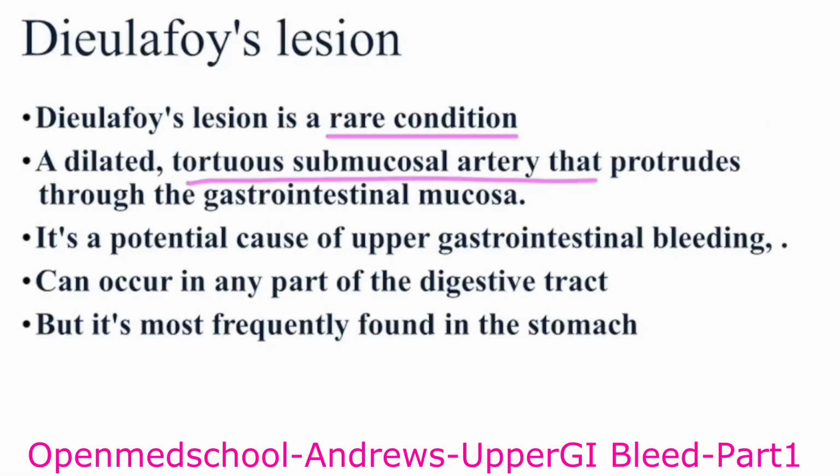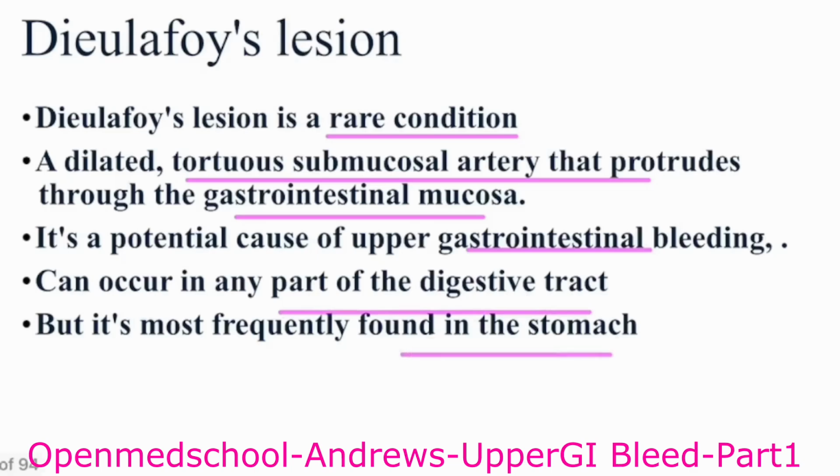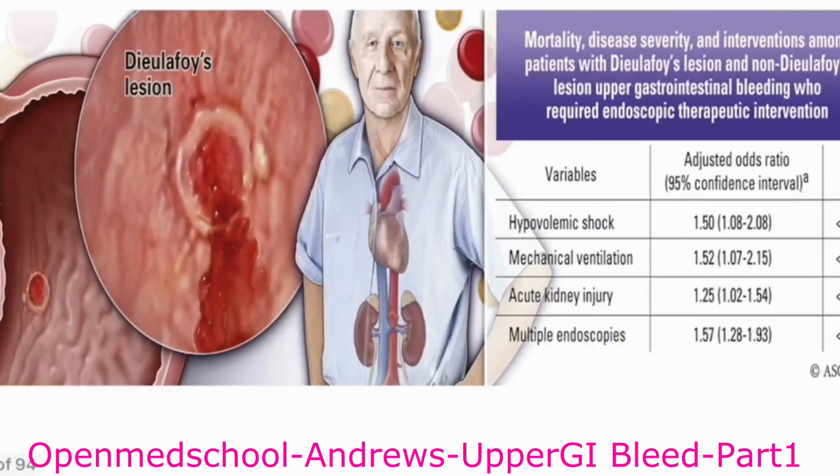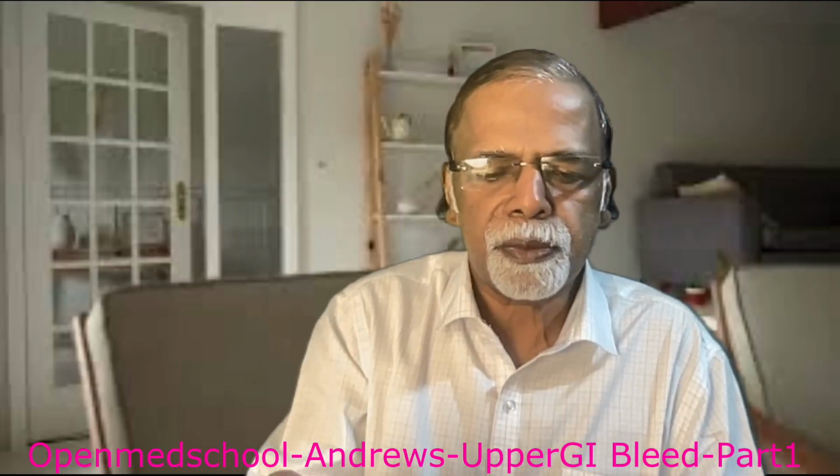A dilated tortuous submucosal artery that protrudes through the gastrointestinal mucosa. It is a potential cause of upper GI bleeding, can occur in any part of the digestive tract, but most frequently in the stomach. So here you can see the lesion. There is an artery, a submucosal artery that is protruding. So sometimes you may come across this lesion.